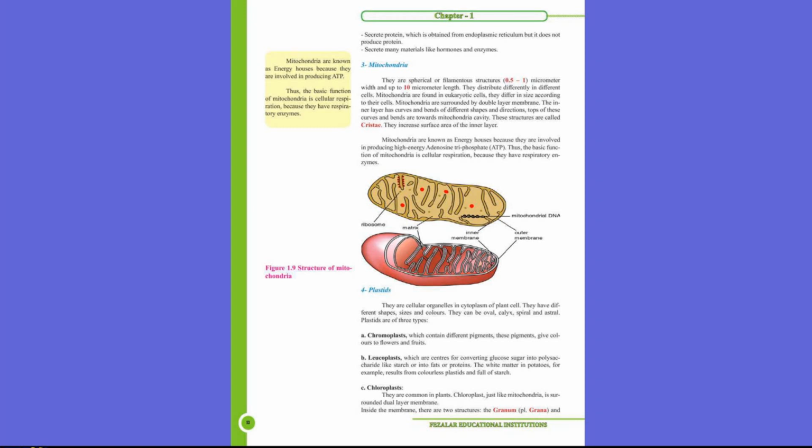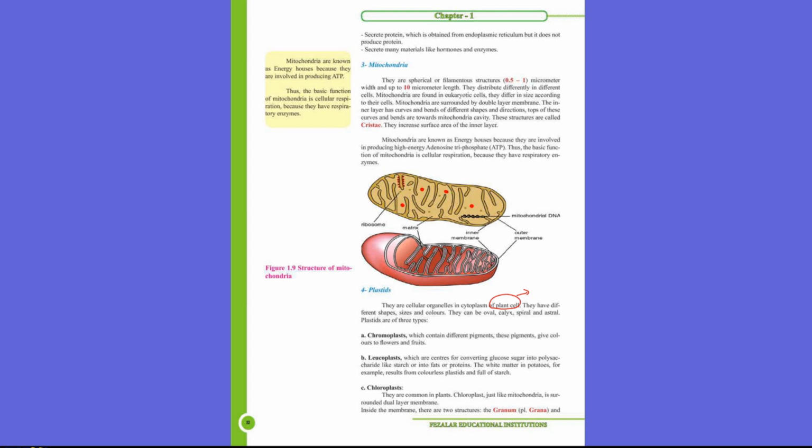Hello friends, we continue our online lesson with plastids. They are cellular organelles in the cytoplasm of plant cells. Plastids are a difference between plant cells and animal cells. We need to know they are found just in plant cells but not in animal cells. They have different shapes, sizes and colors.